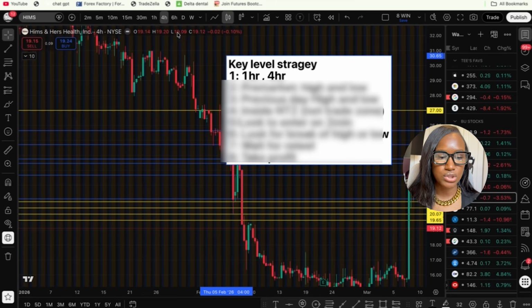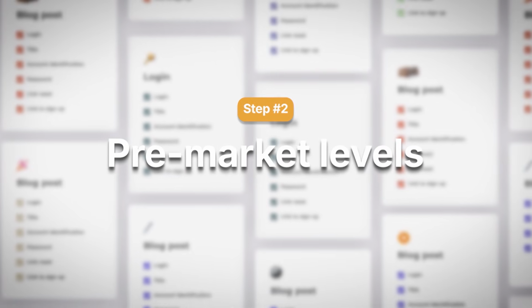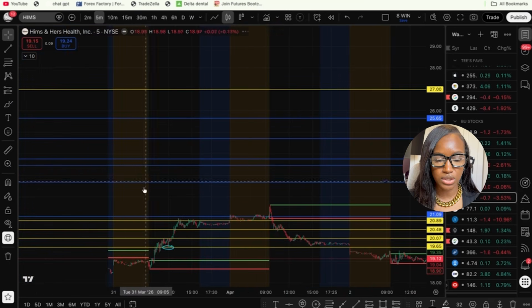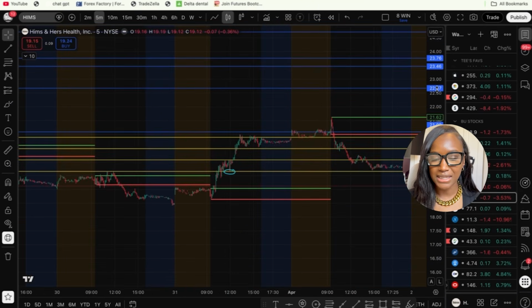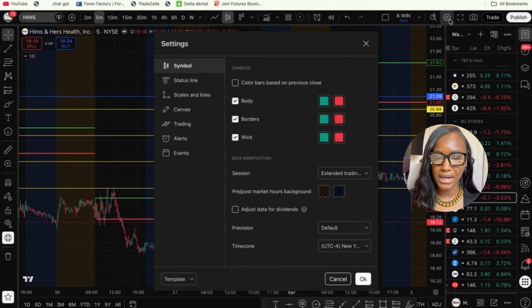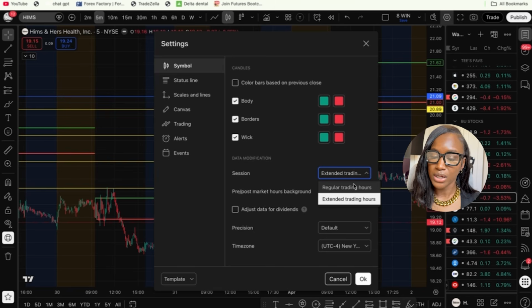Now let's go on to our pre-market levels. In order to get the pre-market data on your charts, you must have extended trading hours on your chart. It's a quick fix if you do not have it. Simply go to your settings section here under symbols, and I'm on tradingview.com, y'all. Under your sessions, if you do not have your pre-market time, it will be set to regular trading hours. What you want is extended trading hours, and then you simply hit OK.